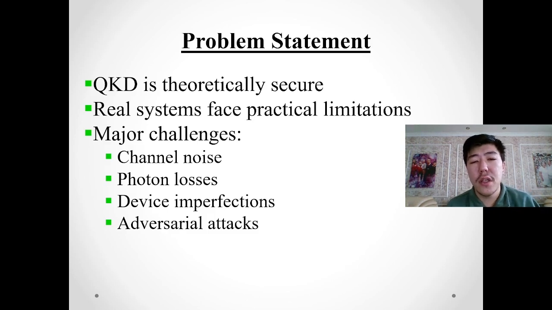Although QKD is theoretically secure, real-world implementation faces many challenges. Communication channels introduce noises and photon losses, while devices such as detectors or photon sources are imperfect. In addition, attackers may attempt to intercept the transmitted information. These factors increase the quantum bit error rate, or QBER. If the QBER exceeds a certain threshold, secure key generation becomes impossible. Therefore, studying the robustness of QKD protocols in practical conditions is very important.